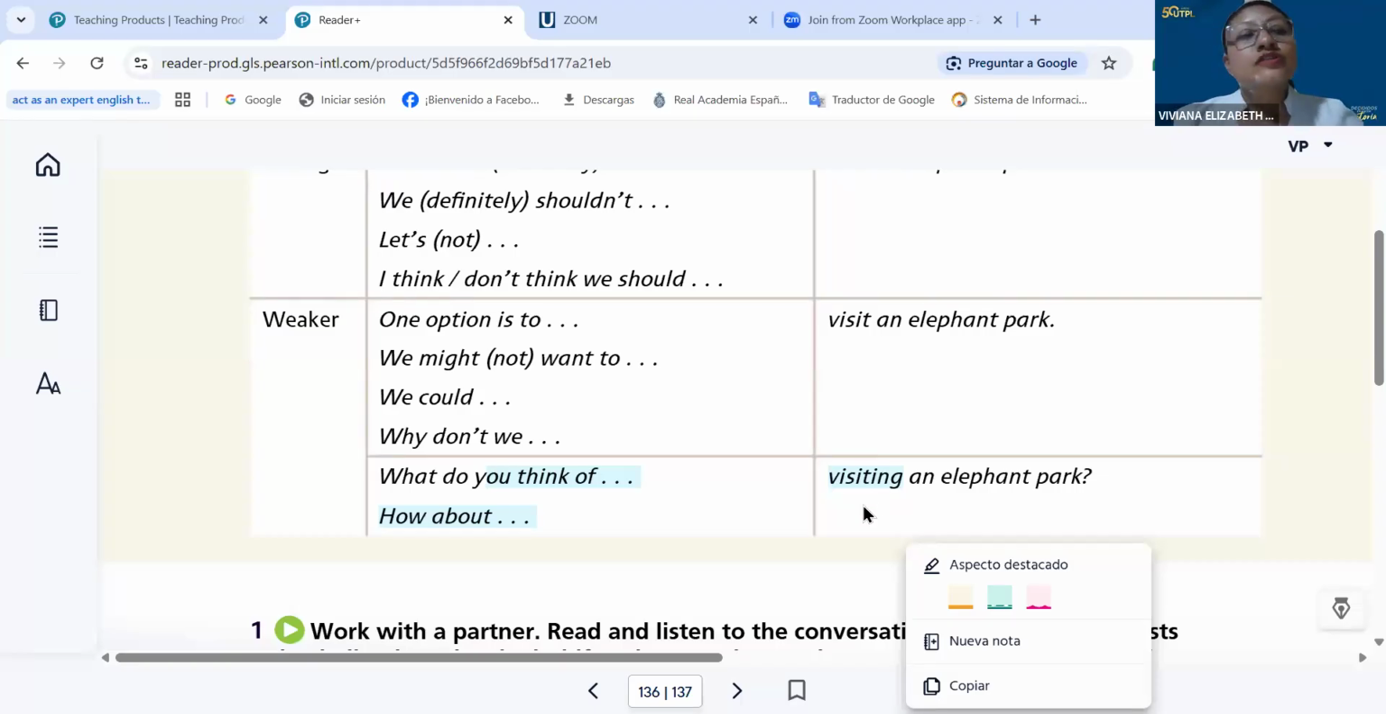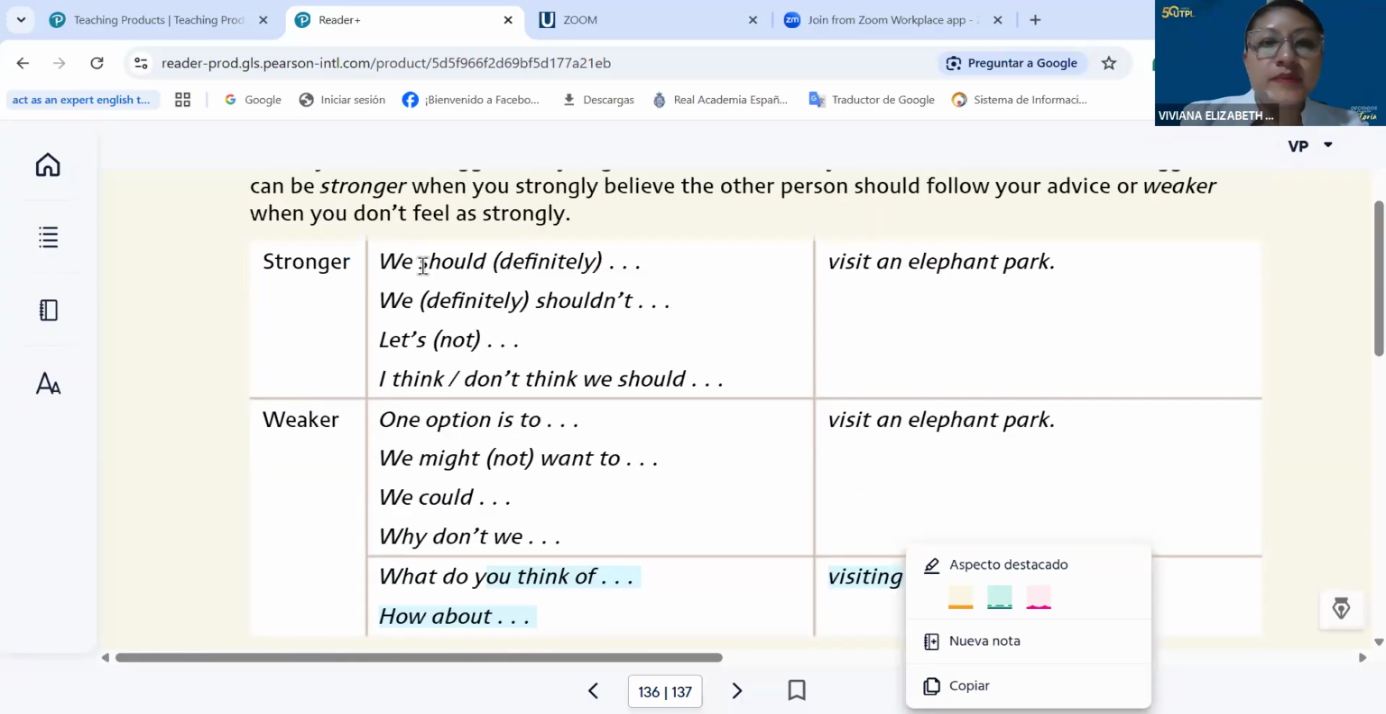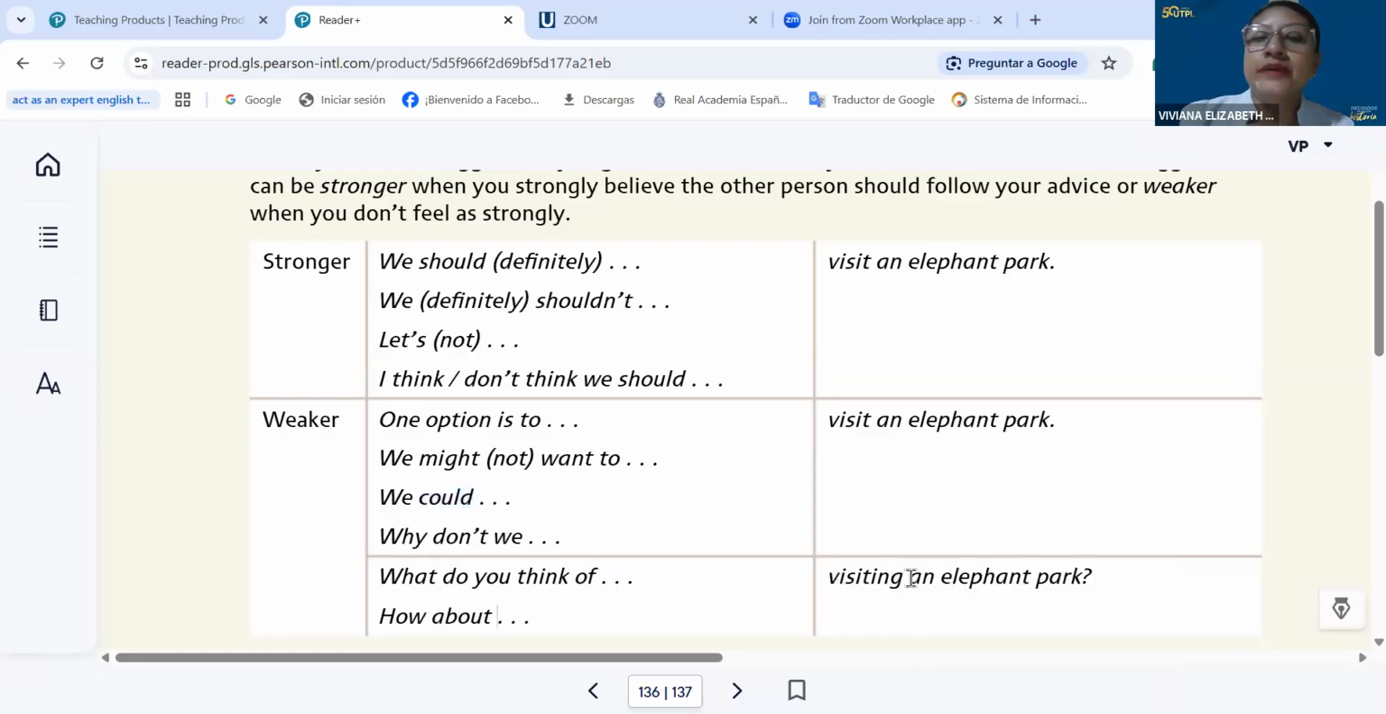And we have also some other modals to make suggestions. Remember that the first modal we studied here was should. Other modals are might and could. Remember, after a modal, you need a verb in the base form. That's why you use should visit, might visit, could visit. Okay? So, should, might, could, they are modals. After a modal, you need the verb in base form. And don't forget that what do you think of and how about, because they have prepositions, you need the verb in gerund, visiting.